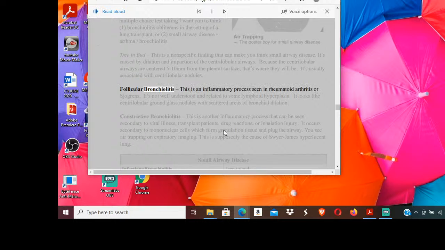Follicular bronchiolitis, this is an inflammatory process seen in rheumatoid arthritis or Sjogren's. It's not well understood and related to some lymphoid hyperplasia. It looks like centrilobular ground glass nodules with scattered areas of bronchial dilation.